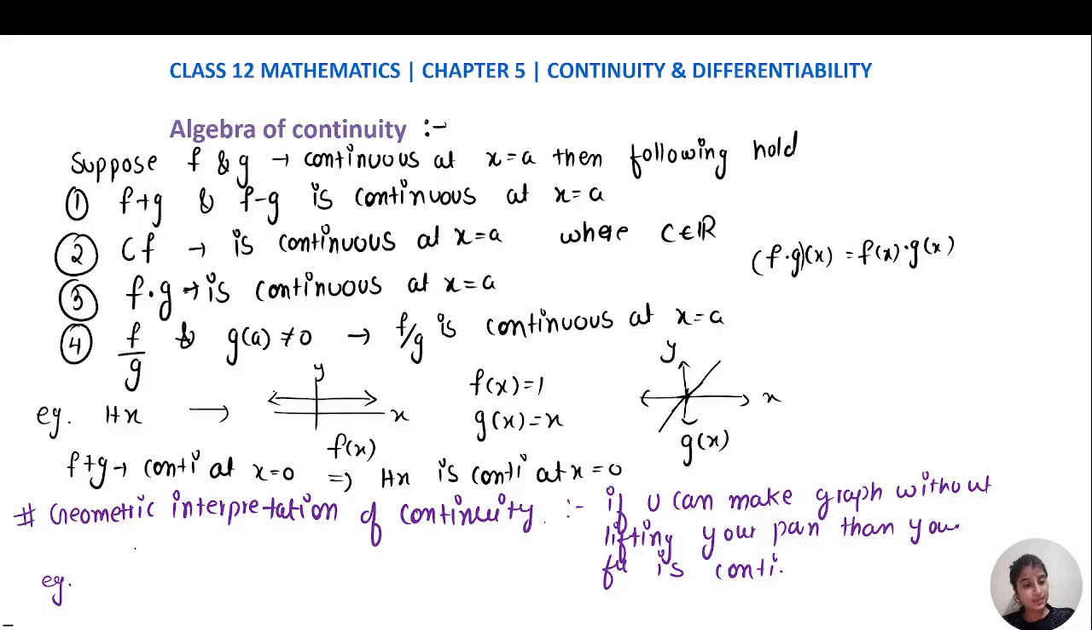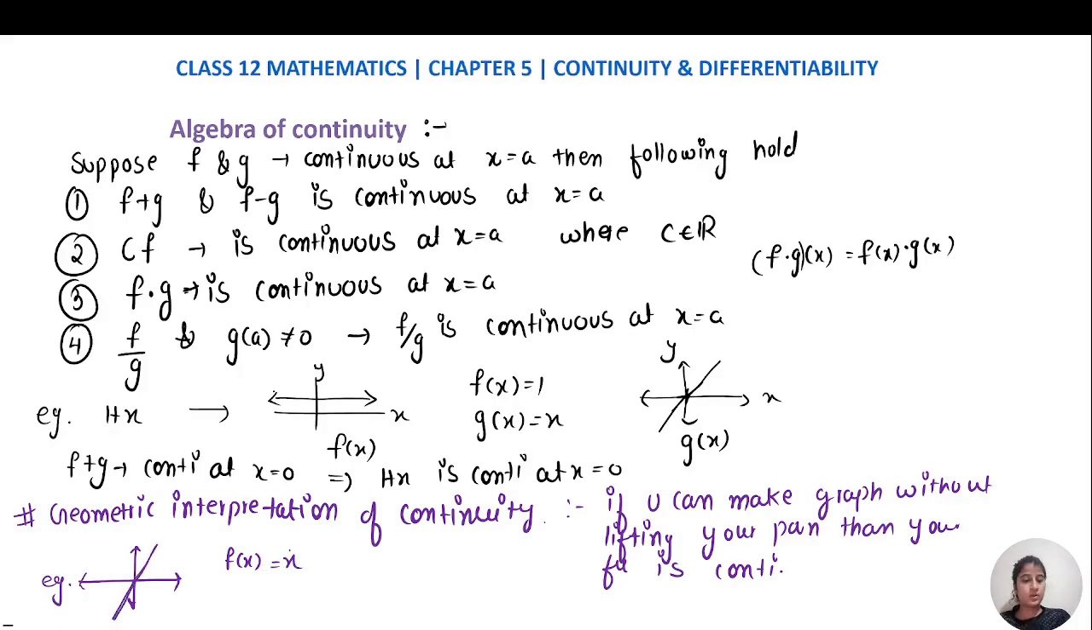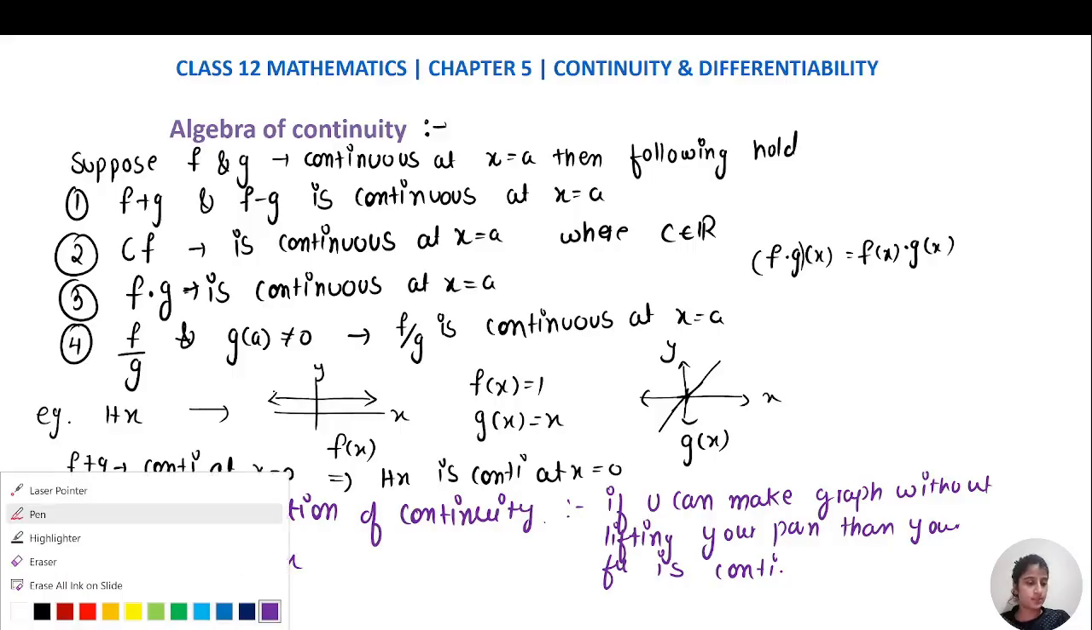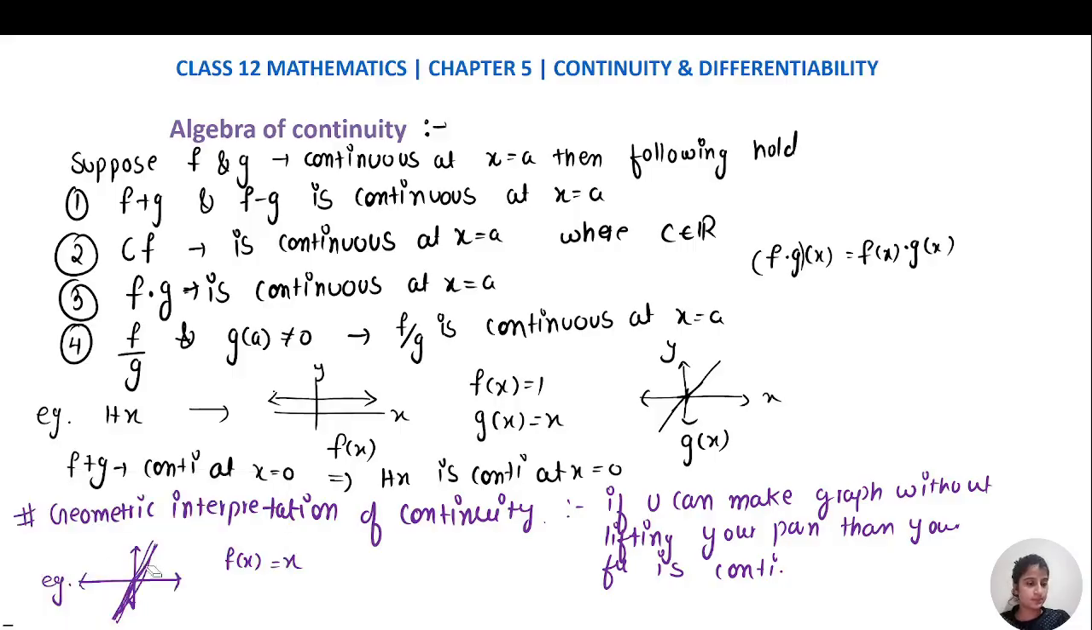take our first example, that is f of x. f of x is x. Its graph is like this. As you can see, you can make your graph without lifting. So in this example, we have made our graph without lifting our pen. See, this is our graph. We didn't lift our pen. Okay, my mistake, I just made multiple lines.